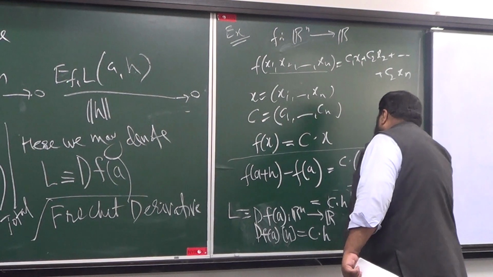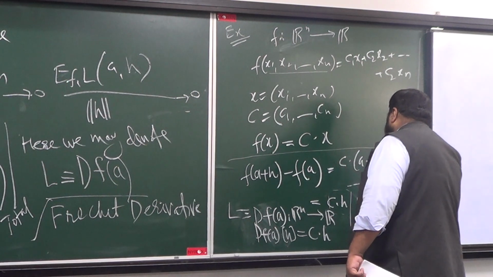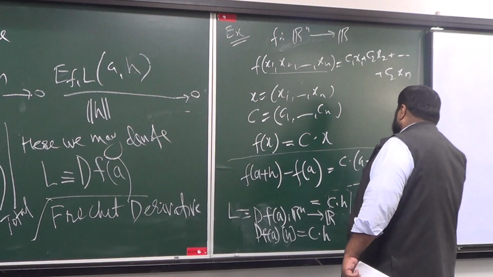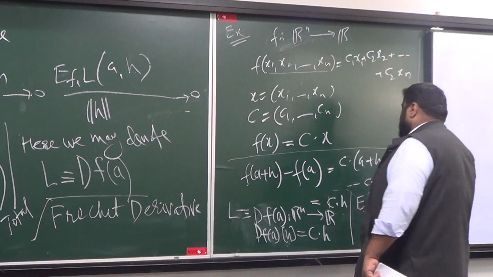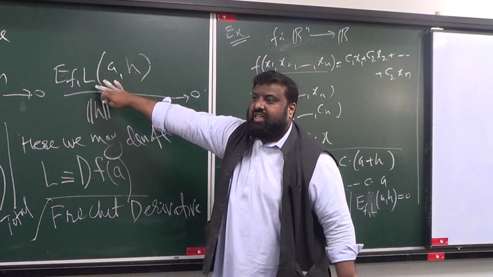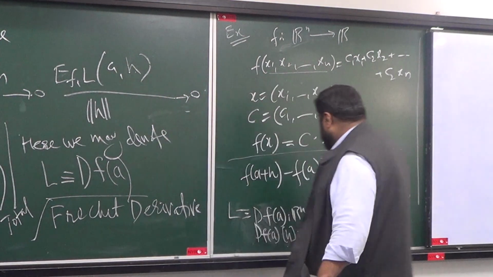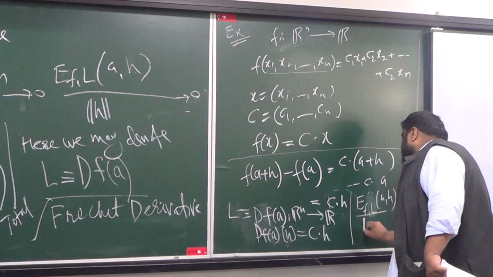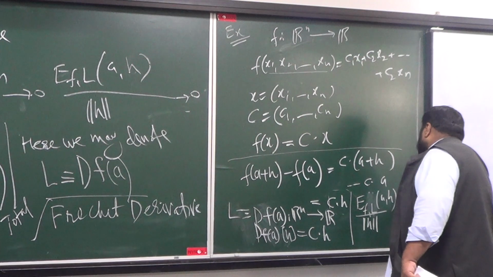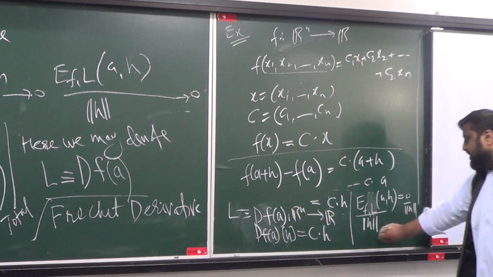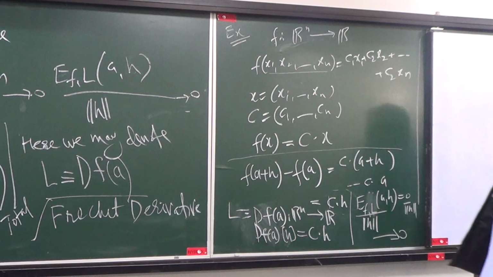And the error is what? The error E_f of L, a, h is 0. Your error should satisfy this condition. So if the error is 0, and I divide it by the norm of h and take the limit as the norm of h goes to 0, this would go to 0.